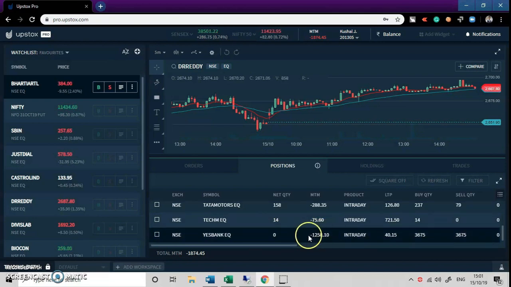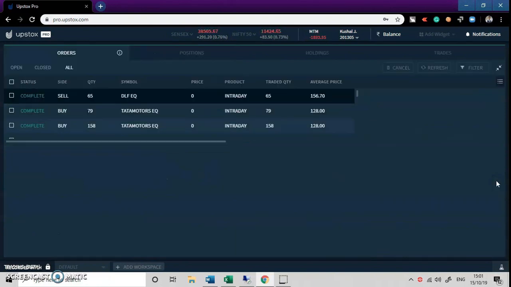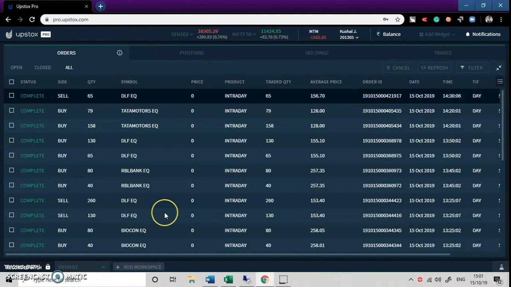Now recently for trading, Yes Bank has been the hot topic. Everyone wants to trade in Yes Bank. So did I, because as a novice trader you tend to trade in volatile stocks, and Yes Bank has given me a loss of 1258. Now I need to understand why.